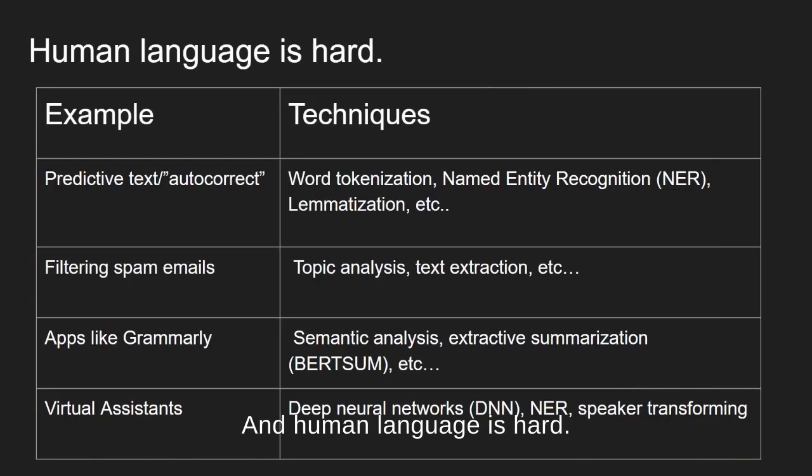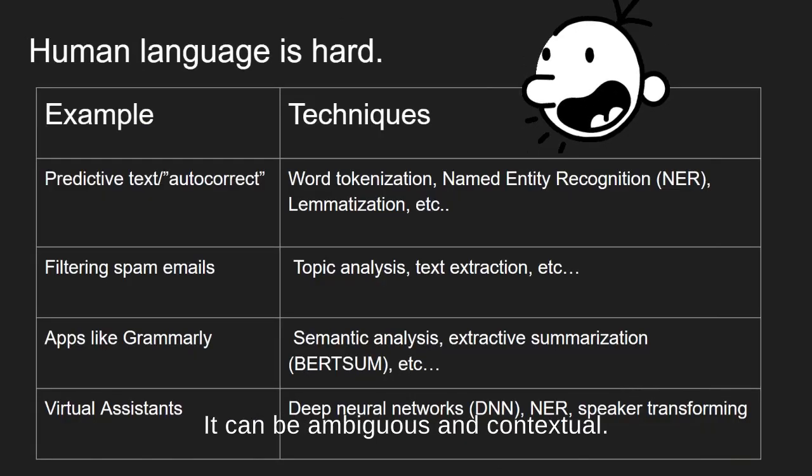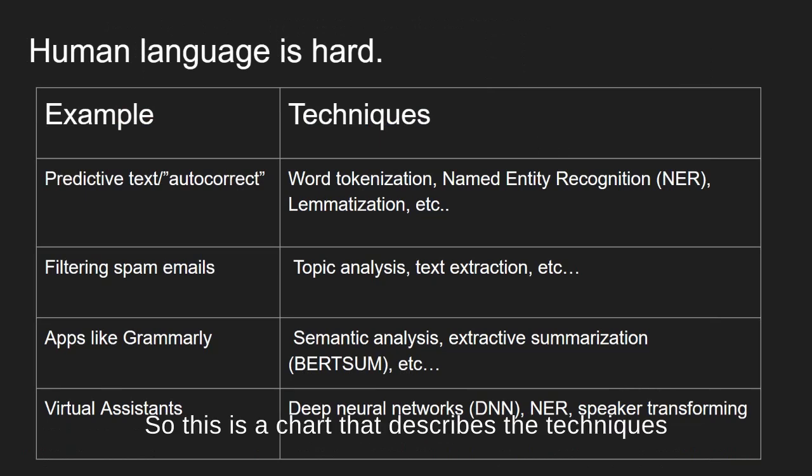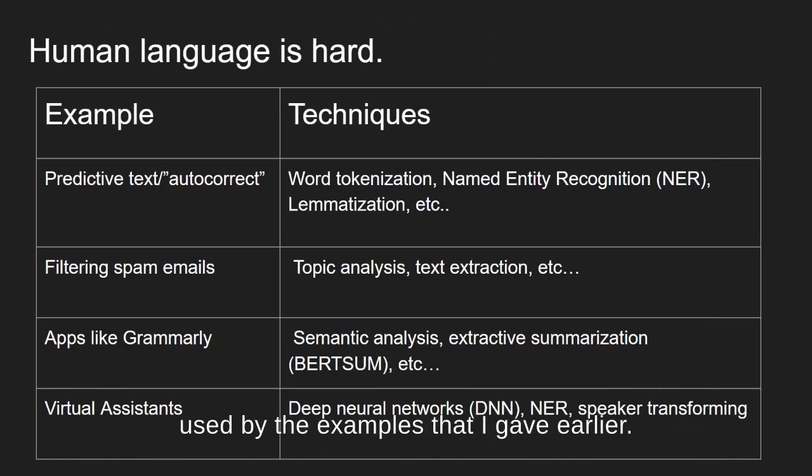And human language is hard. It can be ambiguous and contextual. So this is a chart that describes the techniques used by the examples that I gave earlier. These techniques are great, and I suggest learning more details about them, but regardless, we still have work to do.